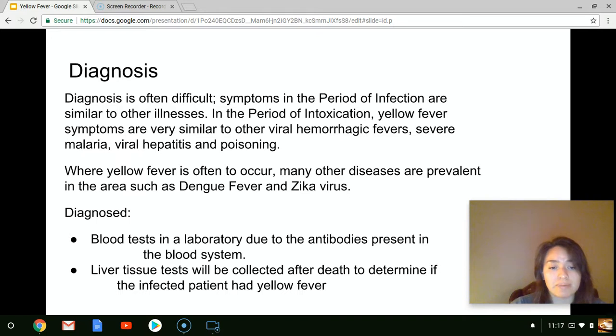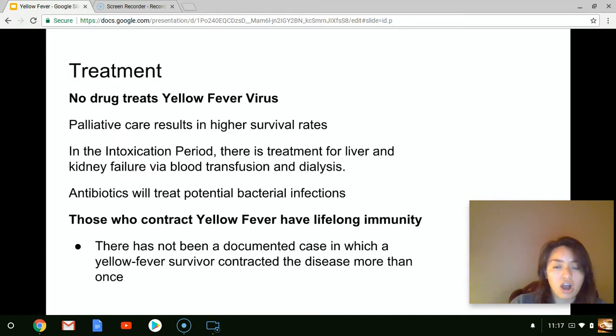But it's diagnosed by blood tests in a laboratory, and if the patient dies, they'll sometimes do a liver test. There are no drugs that treat yellow fever, but palliative care has been shown to cause a higher survival rate. So the death toll is big because it occurs in developing countries where they can't get access to health care. So there haven't been any documented cases where a yellow fever survivor contracted the disease more than once. So that's one good thing.